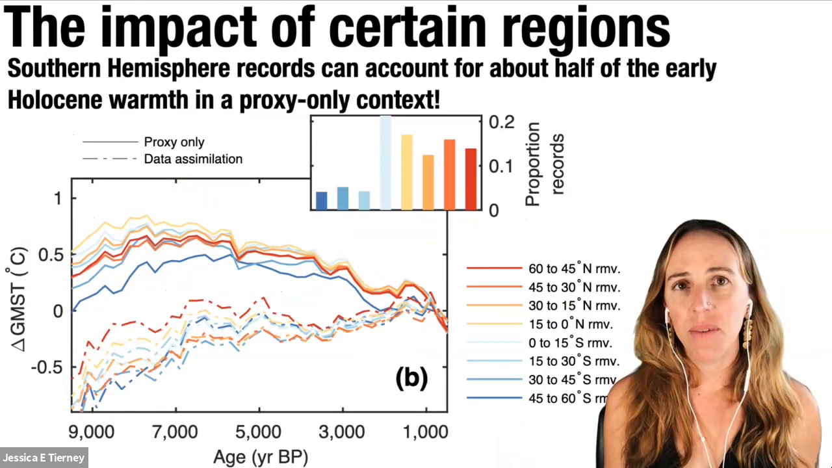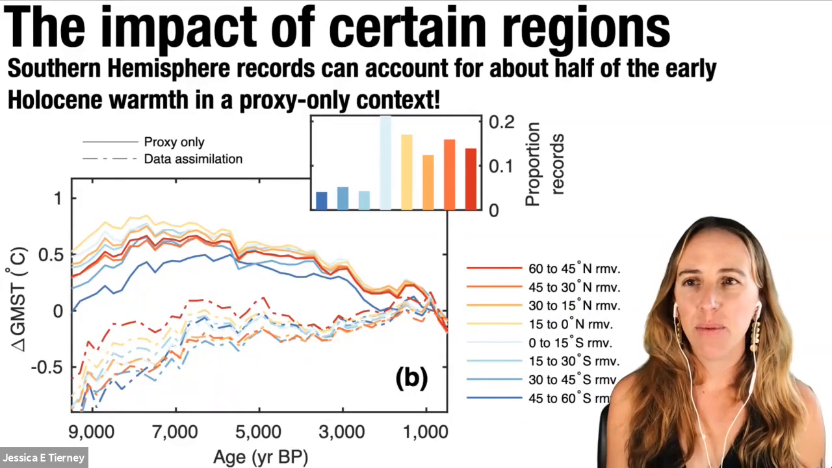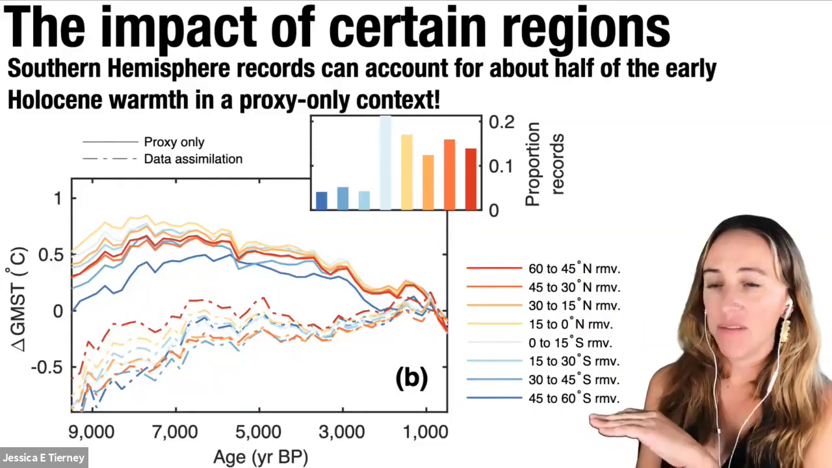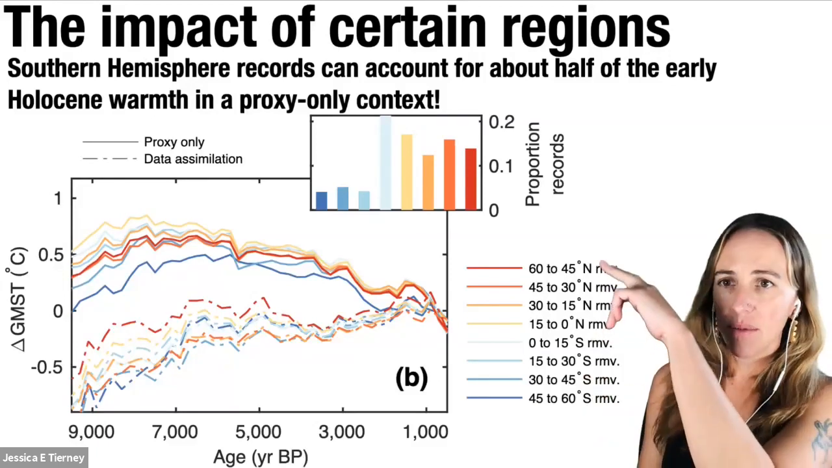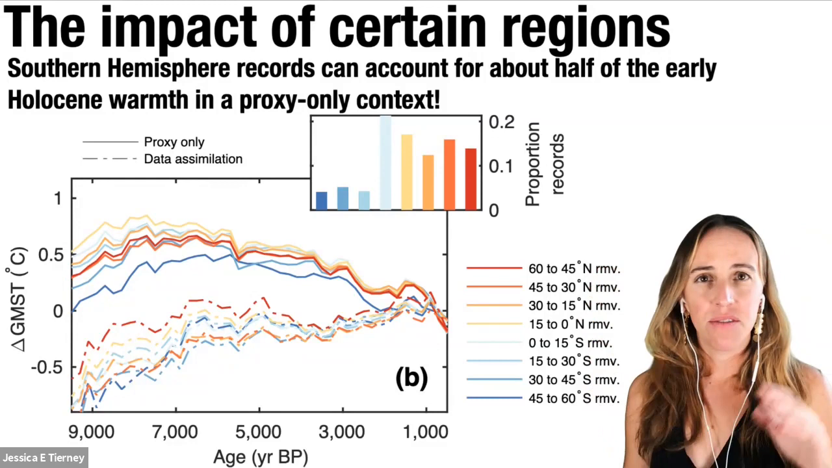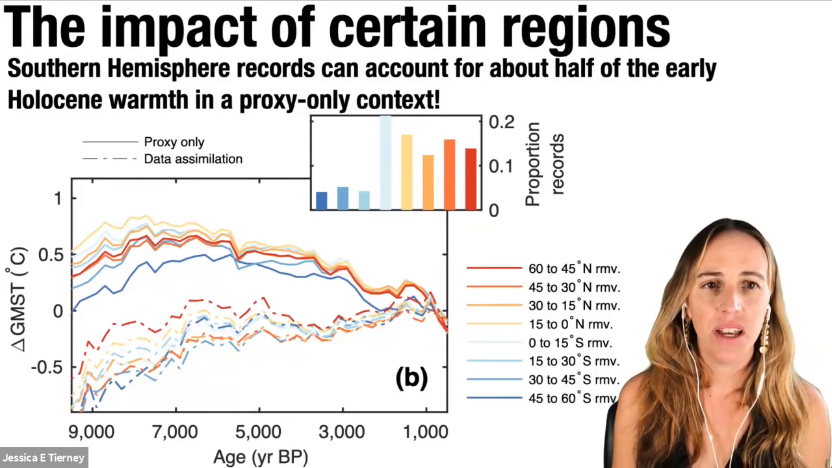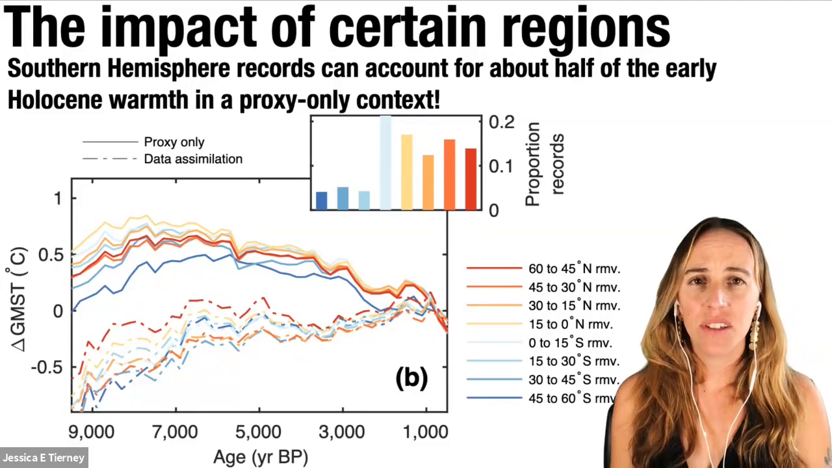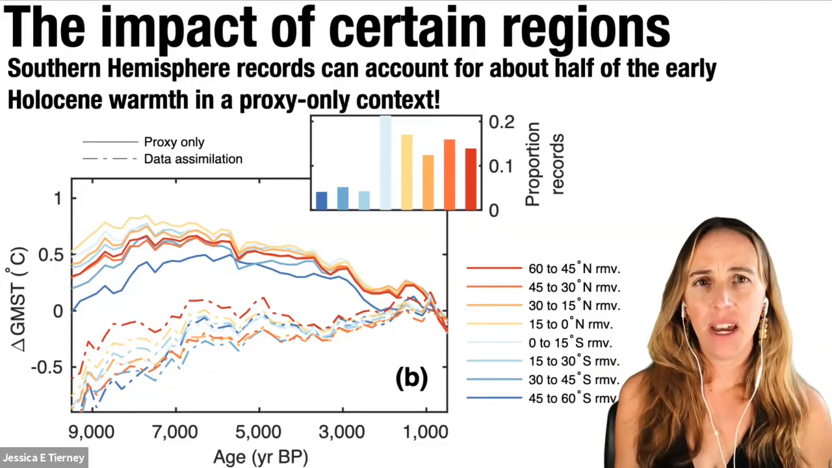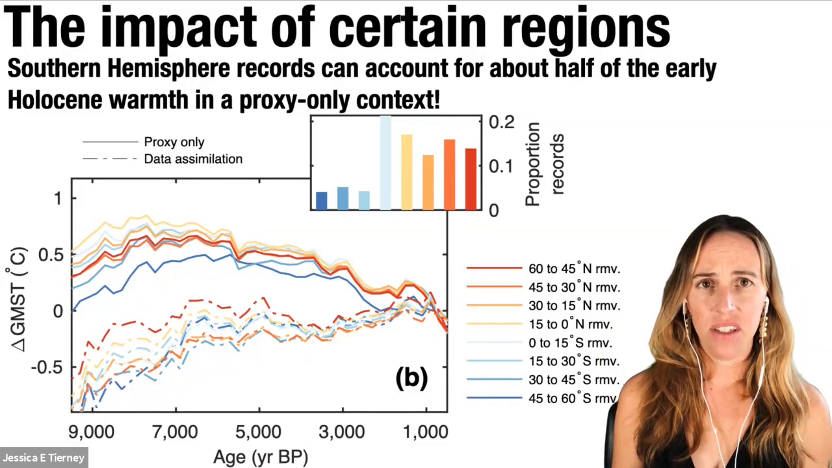So as a next step, we looked at the impact of data in different regions. This shows the proportion of records by latitude, coded from the Southern Hemisphere in 15-degree latitude bins up to the Northern Hemisphere. As a reminder, you can see that the cool bars are very low. We don't have many records in the Southern Ocean, not as many as we would like. In this context, we systematically left out different 15-degree latitude bands to see the impact on both a traditional proxy-only reconstruction and also data assimilation.